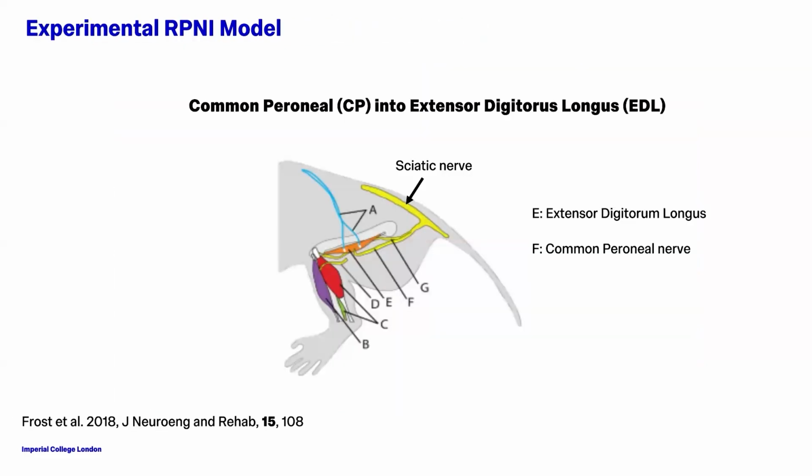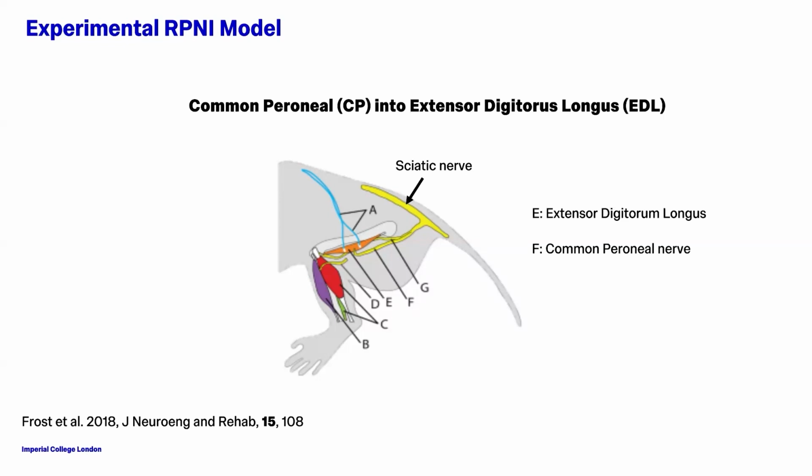So in our experimental model for this kind of tissue construct, we're working with rodents and looking at a specific branch of the sciatic nerve known as the common peroneal. So this is the nerve that normally innervates the extensor digitorum longus, which is responsible for extension of the lower limb, specifically the toes.